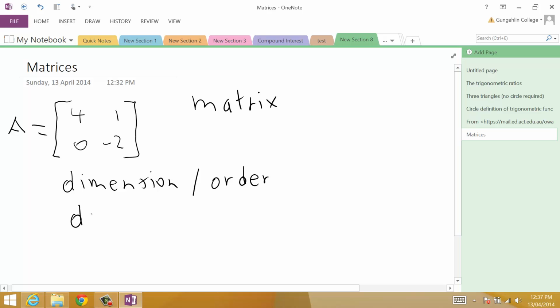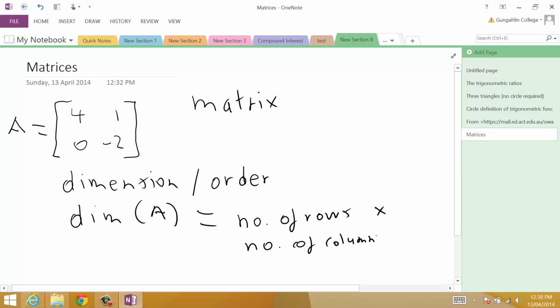If we were after the dimension of matrix A, we'd write it like that. Now, what is the dimension? The dimension is the number of rows times the number of columns. In this case it has 2 rows, 1, 2, and it has 2 columns, 1, 2. We wouldn't do this multiplication, we just leave it as that. That is how we write the dimension or order of a matrix. In this case, 2 by 2.